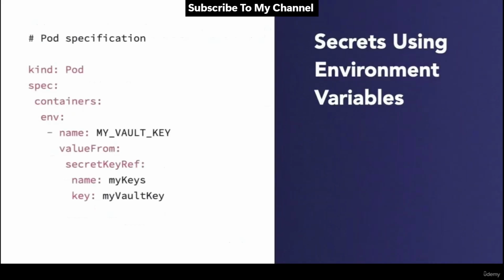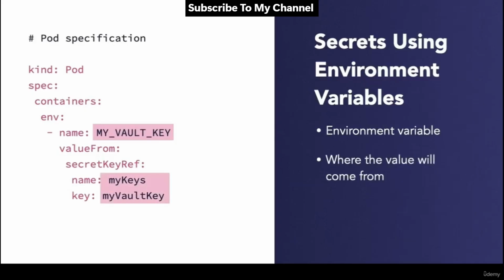The other method of making secrets accessible within the container is via environment variables. So you update your pod definition to include two things. First, the name of the environment variable that you're going to use in your application. And second, specify where the value of that variable is going to come from. In this example, you're stating that the environment variable name is my vault key, which will take its value from the secret named my keys. Furthermore, the value will be assigned from the key named my vault key.